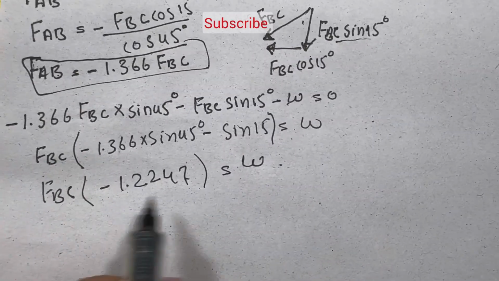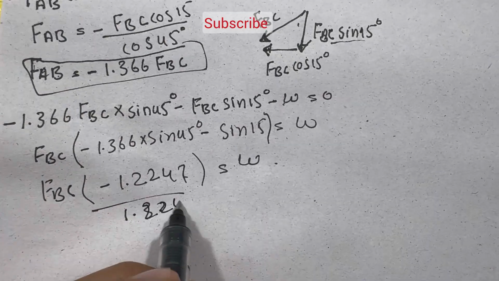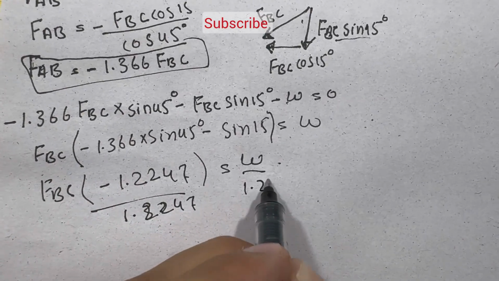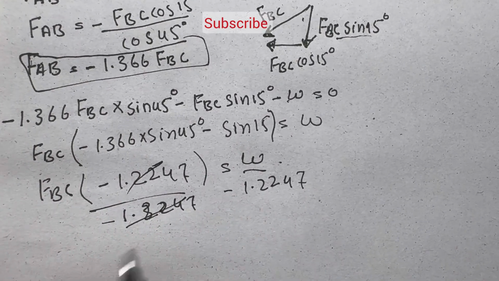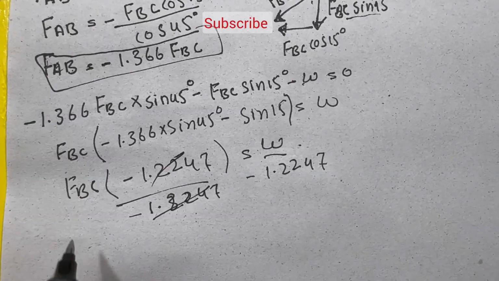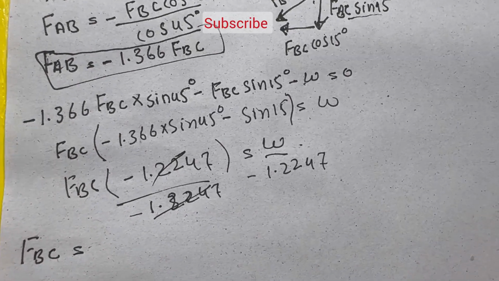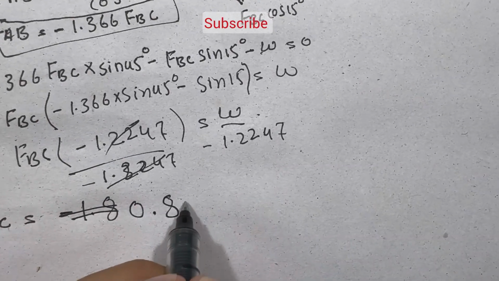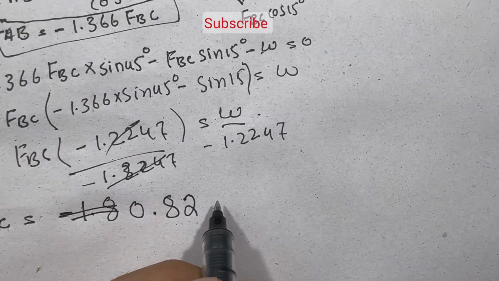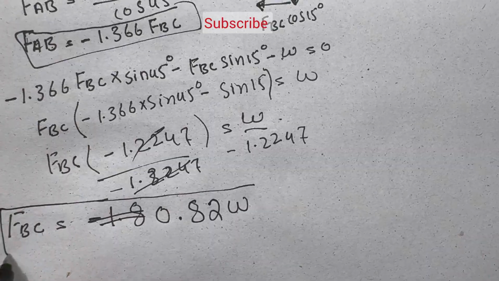So I shift this to both sides, 1.2247, 1.2247. This will cancel with this and the negative. So FBC will become equal to 0.82 W. Okay, this is my force in member FBC.